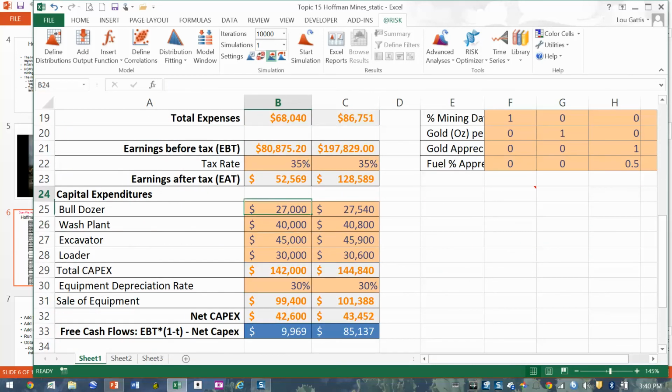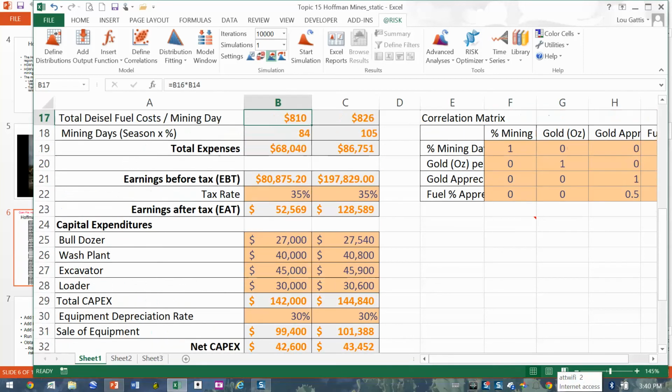I then estimated that a used bulldozer, wash plant, excavator, and loader cost about $142,000. I'll assume they sold that equipment back at the end of the year and it was worth 30% less, so they got $99,000 back. So their net capital expenditures were $42,000 for the use of the equipment for the season. If I then take my earnings of $52,000, subtract out my capex of $42,000, they made about $9,969 is my estimate in Season 1.